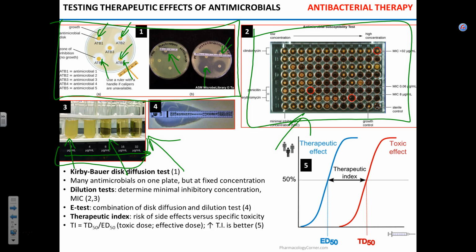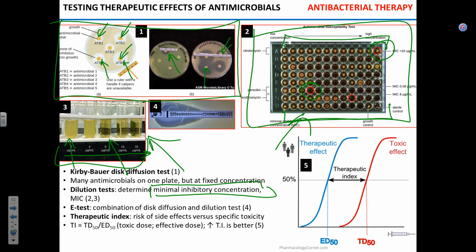Same goes here. So you have different dilutions, right? And you can say this has a very high inhibitory concentration. This is a fairly low inhibitory concentration. So this is the term I want you to know. Minimal inhibitory concentration. Can you explain it to me? MIC. Minimal inhibitory concentration. It is the minimal concentration at which the drug inhibits the bacterial growth. Clear?